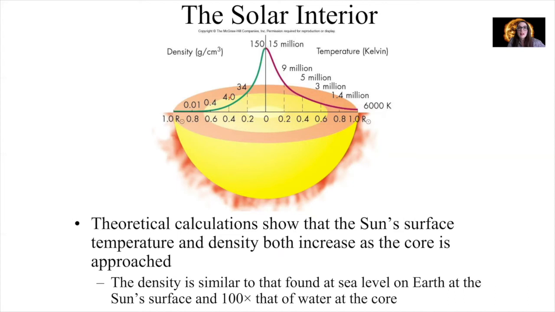Okay, as we do that, the density inside the sun increases too. I said earlier that the average density of our sun was about 1.4 grams per cubic centimeter. The density at the sun's surface is about the same density that we find at sea level on Earth. But in the interior of the sun, the density is about 100 times that of water.